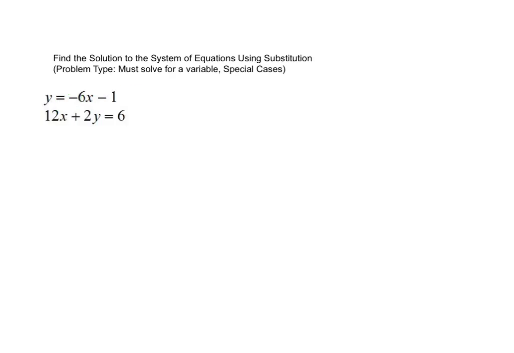In my second example, I have one of the equations with an isolated variable. So everywhere I see the letter y, I will replace it with negative 6x minus 1 in the second equation. So I have 12x plus 2. And now instead of the letter y, negative 6x minus 1 equals 6.